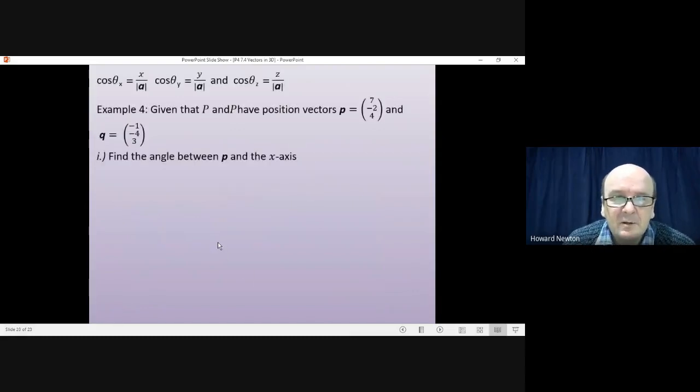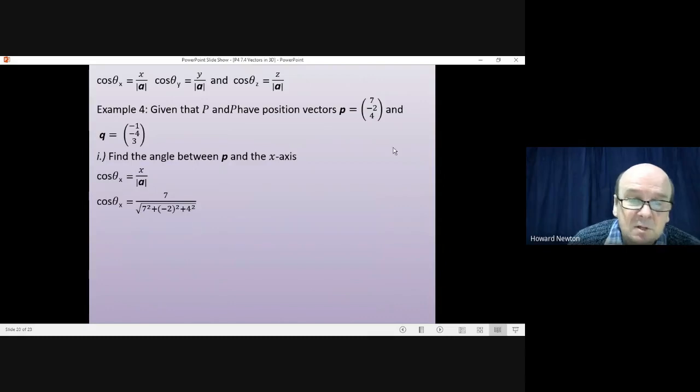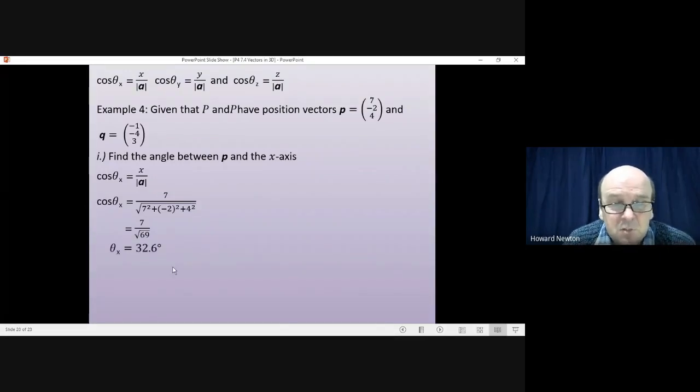Okay, let's have a look. So first of all, the angle between the vector P and the x-axis. So the cosine of that angle is equal to the x value divided by the magnitude of P. Now for P, the x value is 7. And then the magnitude of the vector P in this instance would be the square root of 7 squared plus (-2) squared plus 4 squared. So the cosine of the angle will be 7 over root 69, and that gives us an angle of 32.6 degrees between the vector P and the x-axis.